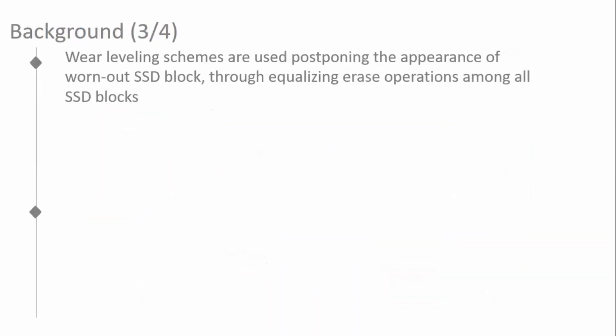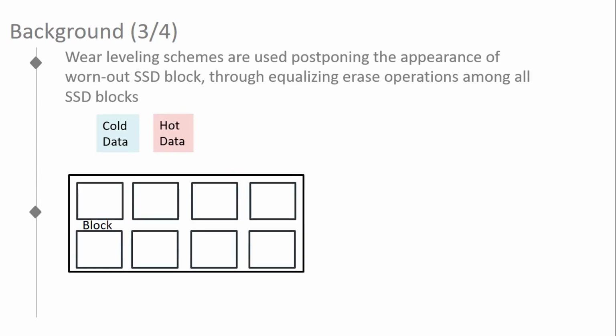Before that, I will throw out a few concepts. First is the cold data. It is the data that users do not update frequently. Instead, hot data is the data users update frequently. And next is the old block and young block. The old block is the flash memory block that has been erased more often. And the block with fewer erase times, we call the young block.